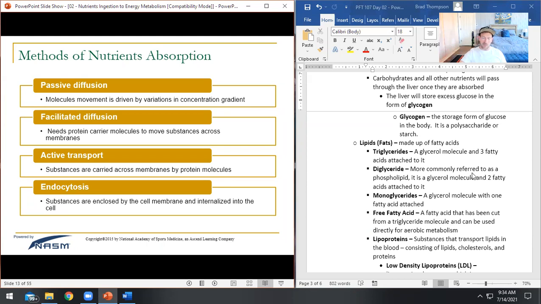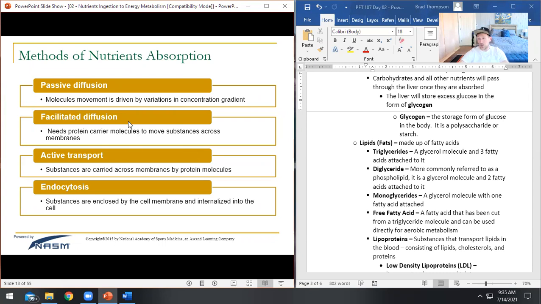Now there is also facilitated diffusion. Facilitated diffusion is where a protein will actually carry a substance across a membrane. Fat soluble vitamins are a good example of this. They want to move into the bloodstream because there's a low concentration of fat soluble vitamins there, but they can't get through the membrane. Luckily, if there's some fat, they get carried along with that, and that's facilitated diffusion. It can use protein carrier molecules or other molecules to move a substance from one side to another.